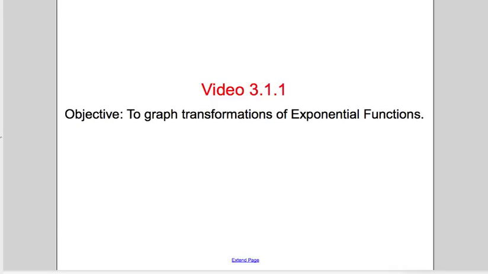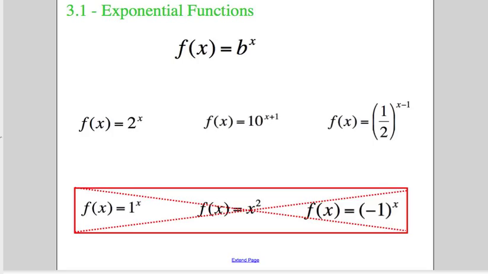This is video 311, and the goal of this video is to be able to graph transformations of exponential functions. So, exponential functions: f of x equals b to the x. That's the standard form of an exponential function. It's the parent graph. But there's a few restrictions on that.